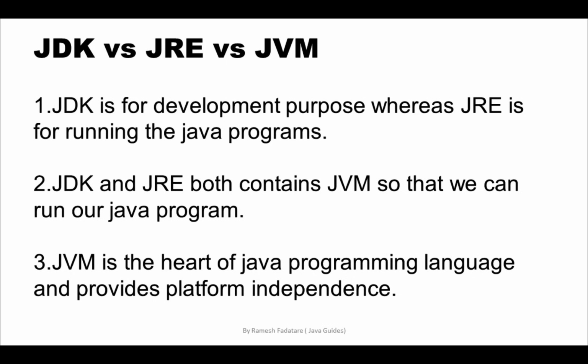Now we have a basic understanding of JDK, JVM, and JRE. Let's look into the difference between them. JDK is for development purposes, whereas JRE is for running Java programs or applications. JDK and JRE both contain JVM so that we can run our Java programs. JVM is the heart of the Java programming language and provides platform independence. Alright guys, I hope you understood what JDK, JRE, and JVM are, and also the difference between them.